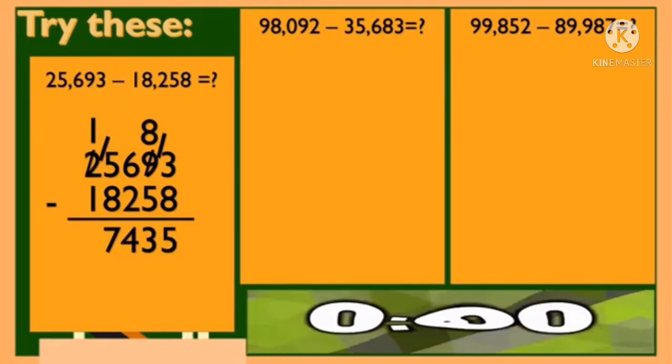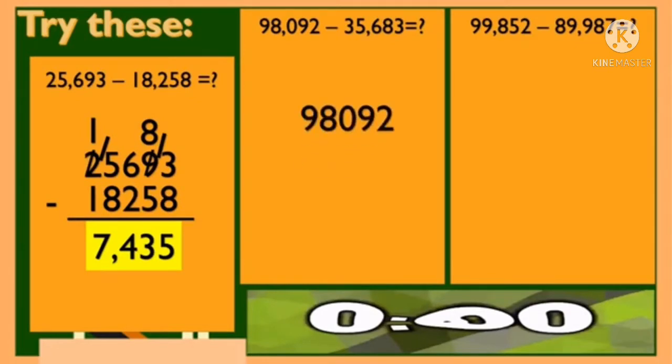Again, one of the rules in subtracting numbers, if they're the same, the answer is always 0. Okay? So you can put 0 here, or you can just leave it blank. So our final answer will be 7,435. Now, what do you call the answer in a subtraction process? Very good. That is the difference.